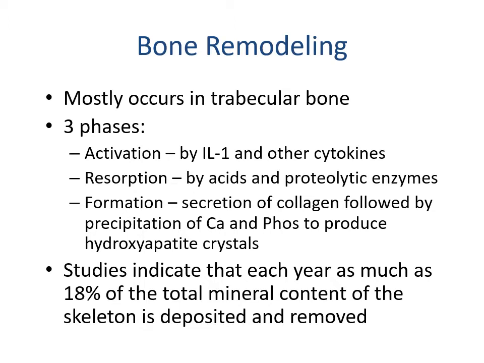Remodeling mostly occurs in trabecular bone. And so we have three phases. We have activation by interleukin-1 and other cytokines. We have resorption by acids and proteolytic enzymes, and formation with the secretion of collagen, followed by the precipitation of calcium and phosphorus to produce our hydroxyapatite crystals, which is what makes the bone actually hard. Now, studies indicate that each year as much as 18% of the total mineral content of the skeleton is deposited and removed.